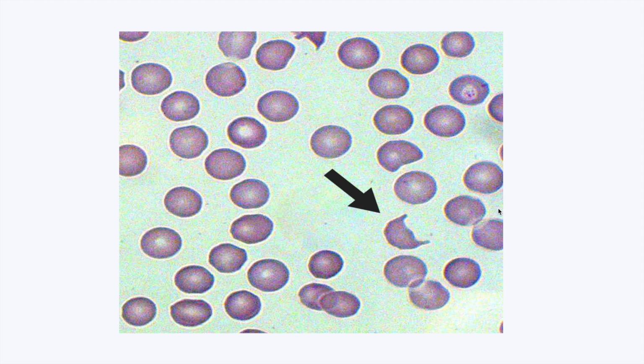So in this picture you can see these are the normal RBCs. Here you can see this is a schistocyte. It is fragmented. So numerous schistocytes give suspicion of a hemolytic process which is going on in the body.